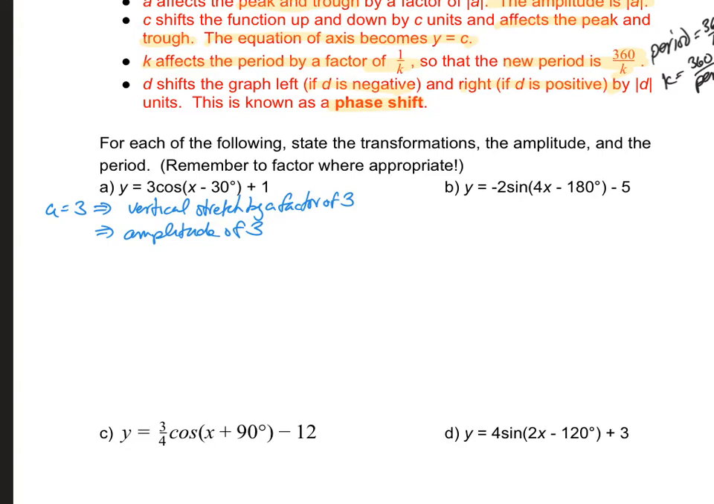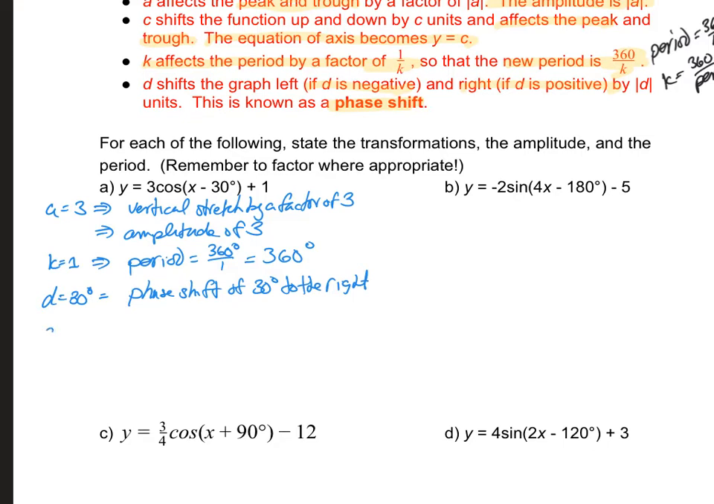The next one we're going to look at here is K. K happens to be 1, which is uninteresting because there's no stretch or compression, but we still need to identify what the period is. Here the period is going to be 360 degrees divided by 1. It makes sense that the period stays the same at 360 degrees. The d value here is 30 degrees. Notice I'm mentioning the unit, degrees. That's going to be important for you to do as well. So here d is 30 degrees, and we have a phase shift of 30 degrees to the right, since d is positive.